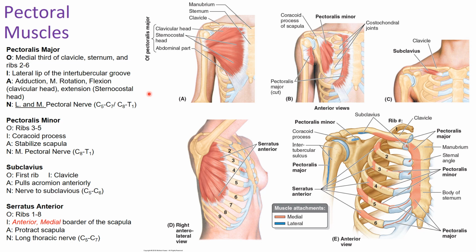Now, the innervation for the pectoralis major muscle is going to be the lateral and medial pectoral nerves. And so what I've done here is I've included the spinal segments that correspond to these nerves. So the lateral pectoral nerve is C5 through C7. The medial pectoral nerve is C8 through T1.